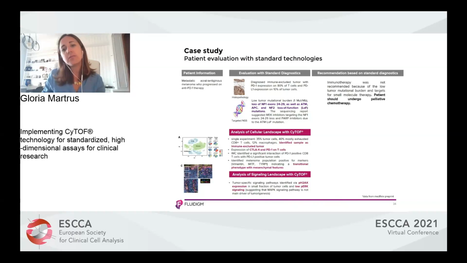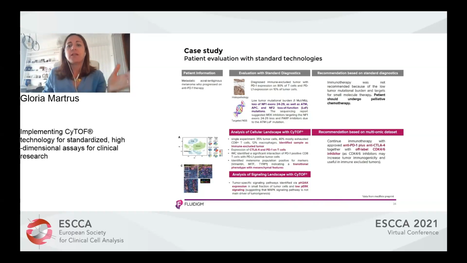So hence, the recommendation changed for this patient. The recommendation was to continue immunotherapy with the approved anti-PD-1, but also add on top anti-CTLA4, together with this off-label CDK4 and 6 inhibitor, as they might increase this tumor immunogenicity and be useful in these immune-excluded tumors, such as this one. So as you can see here, by using the combination of all of the different technologies, including cytometry and imaging mass cytometry, they were able to actually go for a totally different kind of diagnostic recommendation, which might have been useful for this patient.